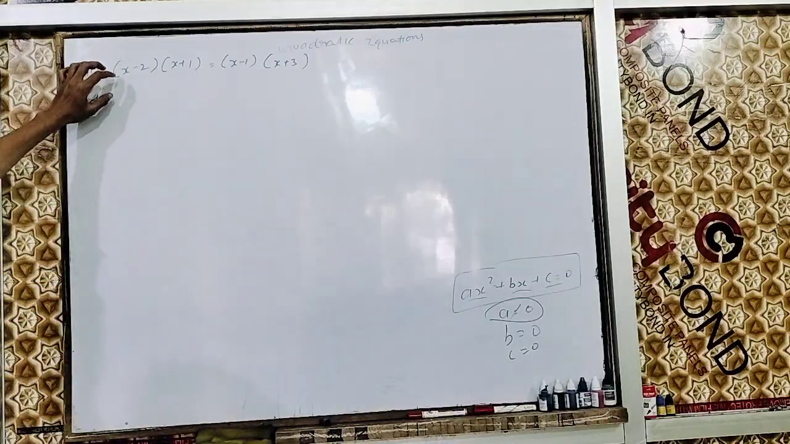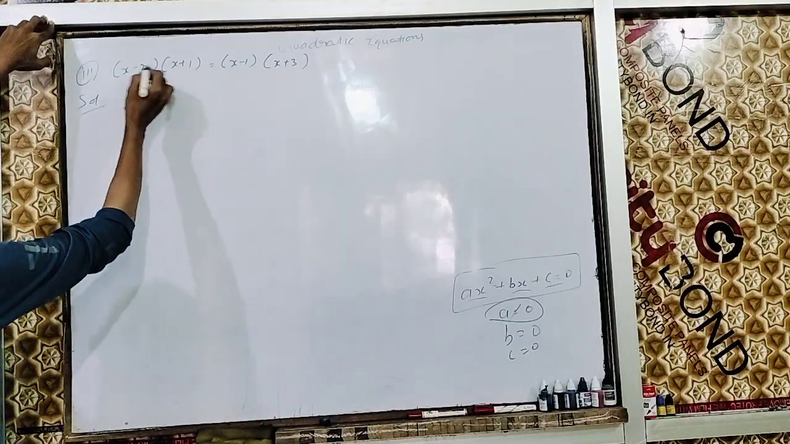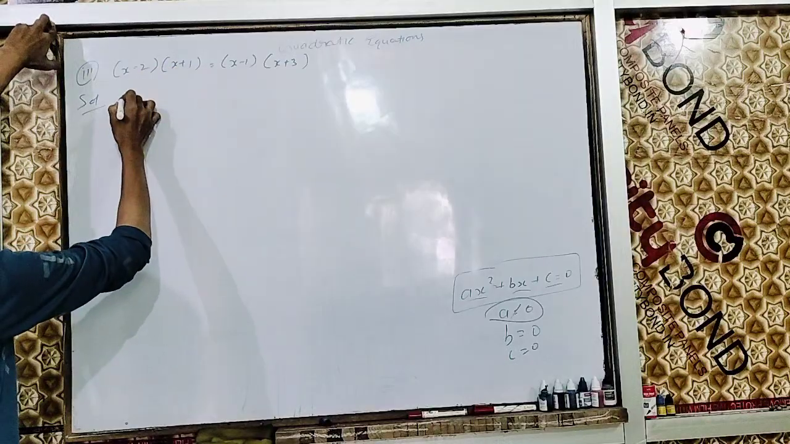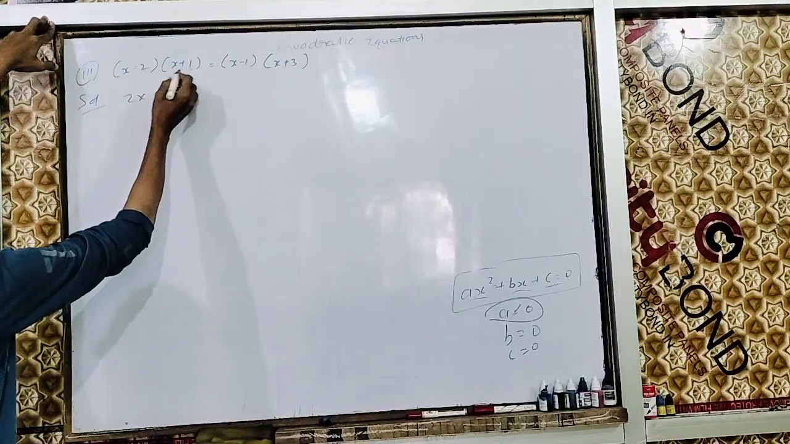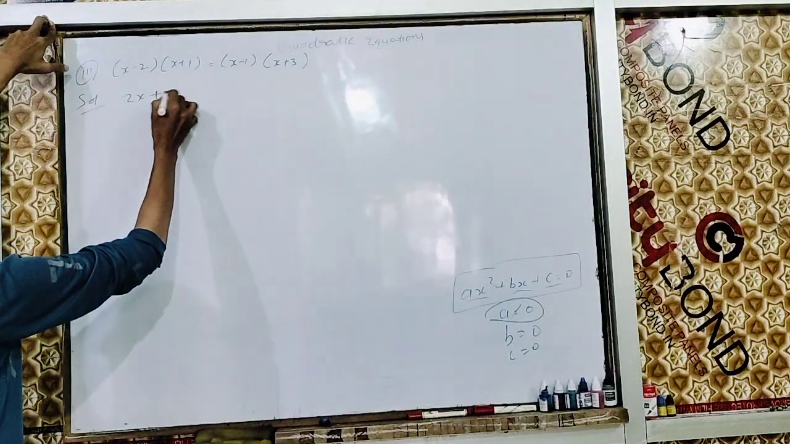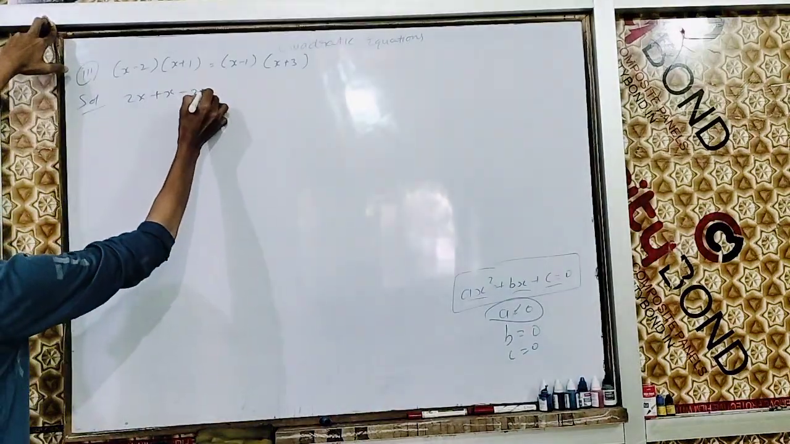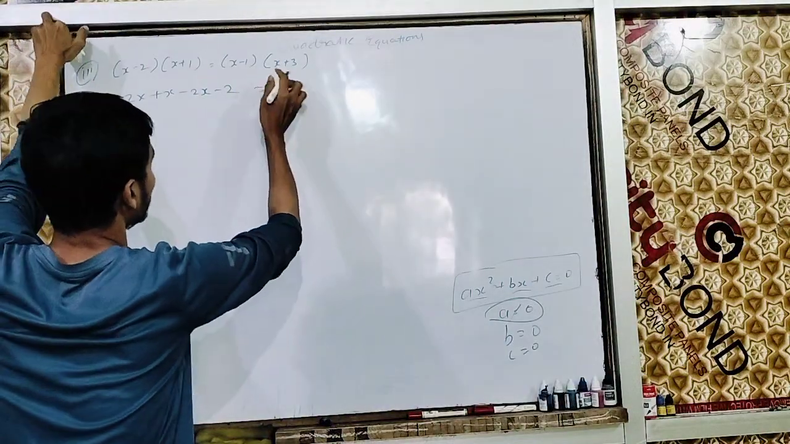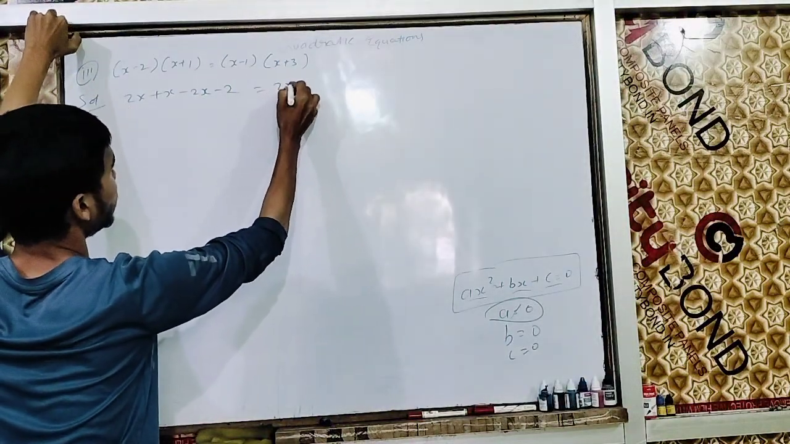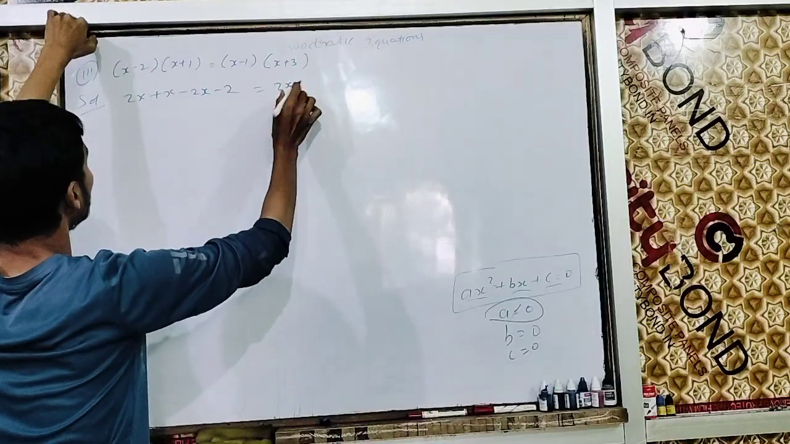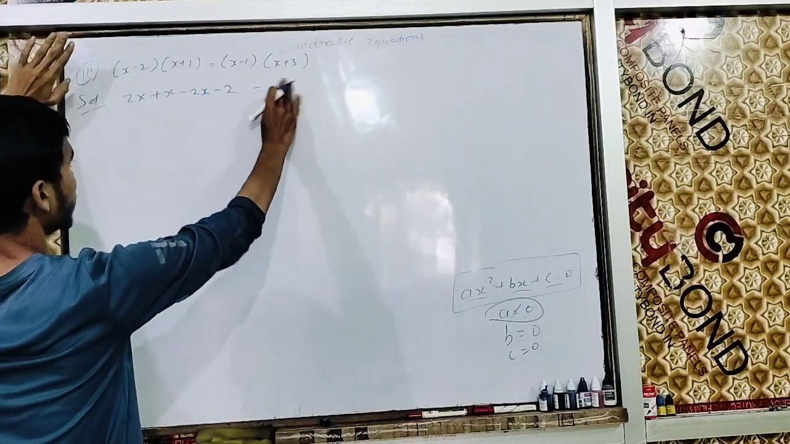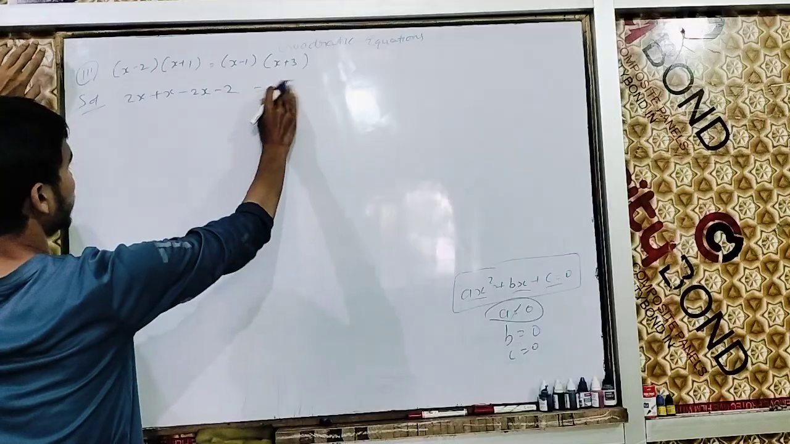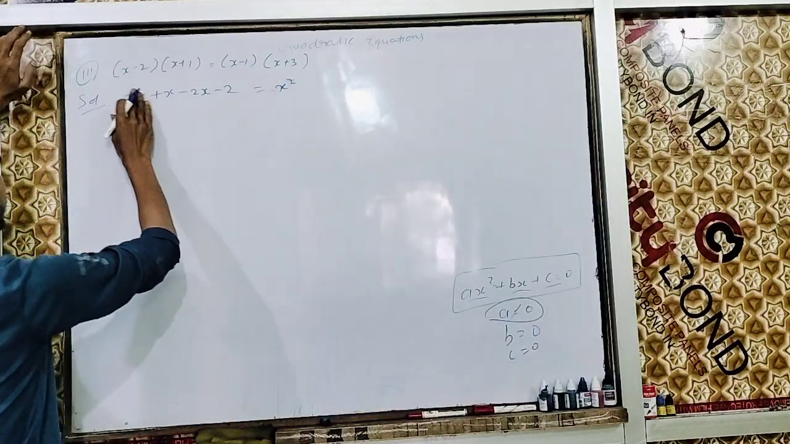Here we know what to do. Just multiply this by this by this. This will become 2x, then plus x, then minus 2x, then minus 2. Okay. Now same here. Hold on, not 2x. X square, and here x square.